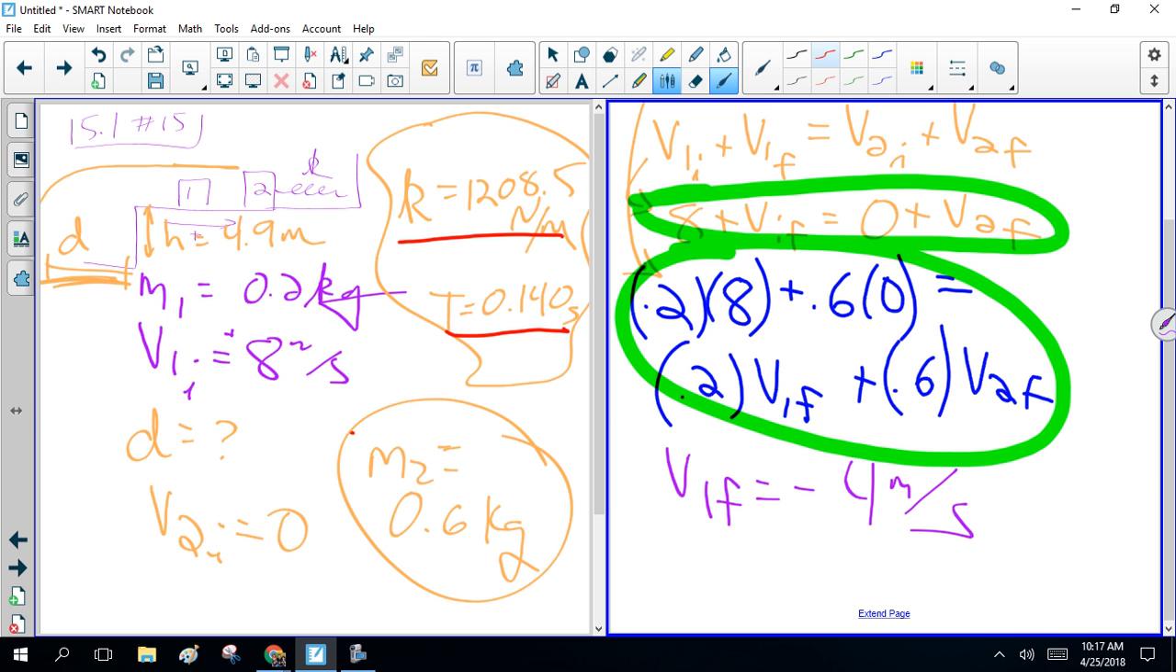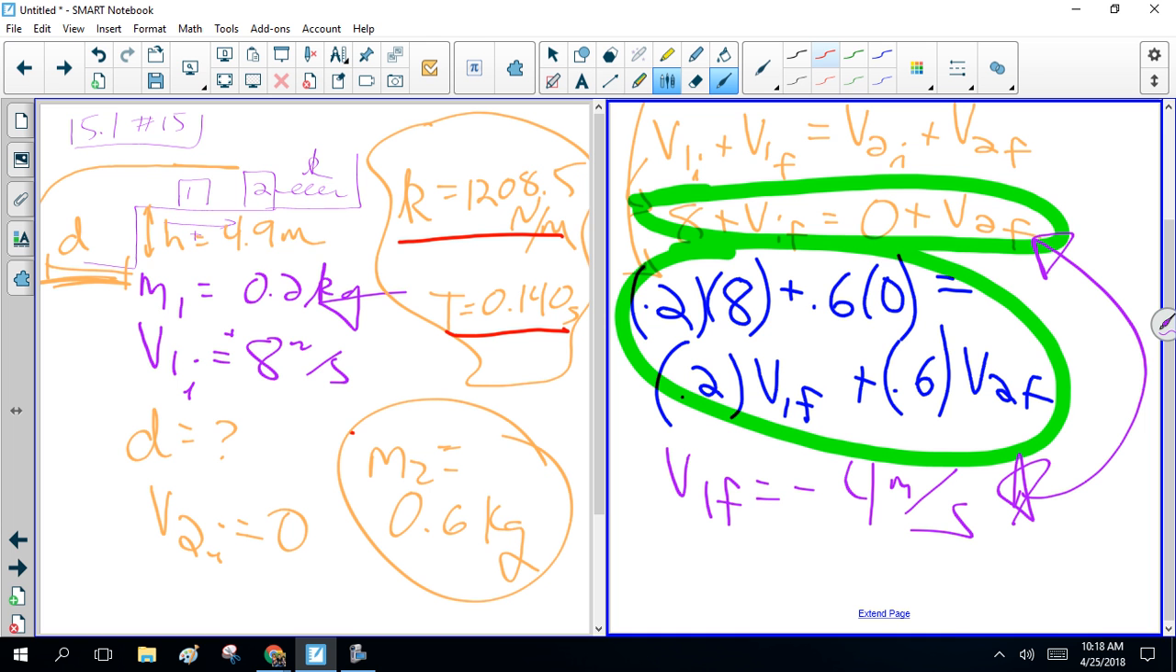Did we know v2f? No, but we could find it now because I know that v2f is just 8 plus v1f. Because you've got a system of equations with 2 unknowns. It happens I found this one first, and now that I've found it, I could, if I wanted to, plug it back in and find the other one. Okay, everybody good?